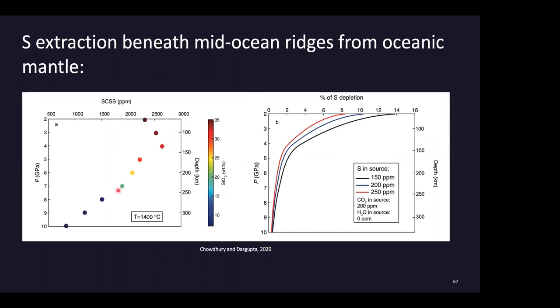The figure on the left shows pressure or depth with SCSS. We see that as the melt evolves from a carbonatite to a carbonated silicate melt, the SCSS starts to increase due to the change in the silica content. It reaches a maximum, after which it starts to decrease. And during this process, 8 to 15% of sulfur can be extracted by these carbonate bearing melts, reducing the availability of sulfur during mid-ocean ridge melting.